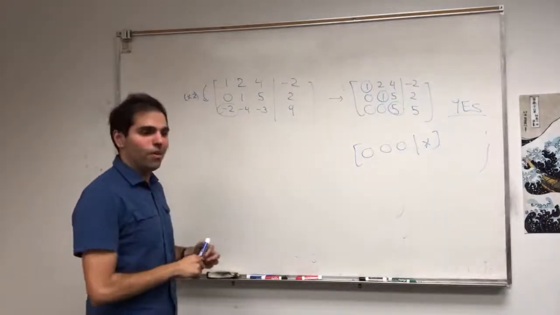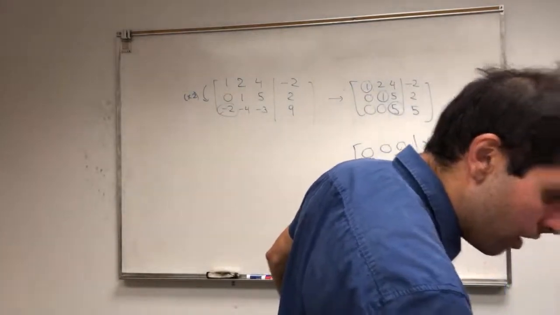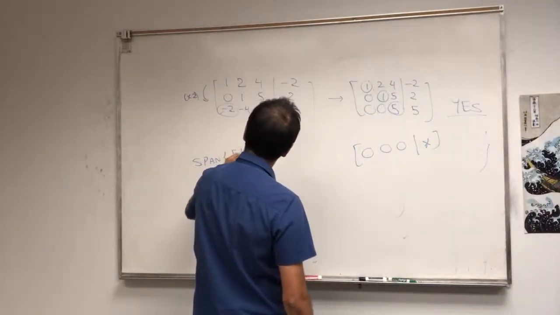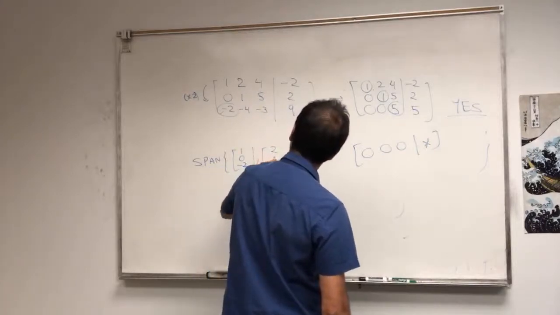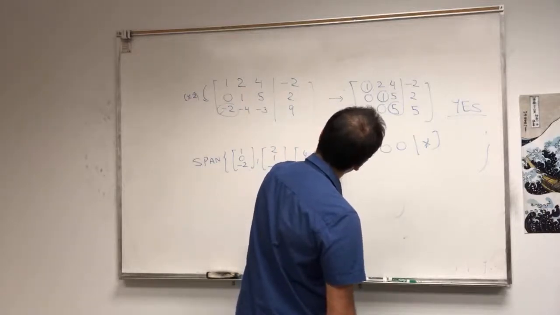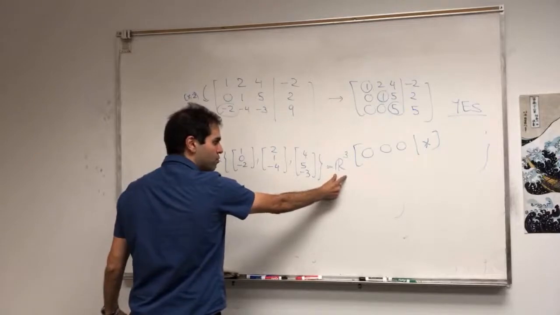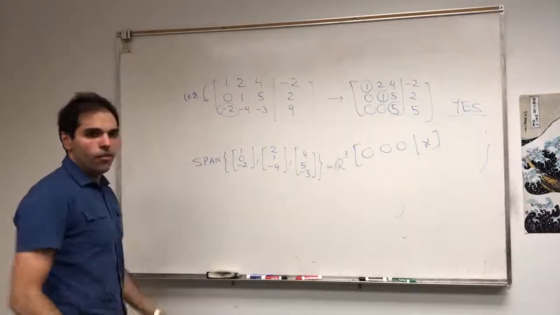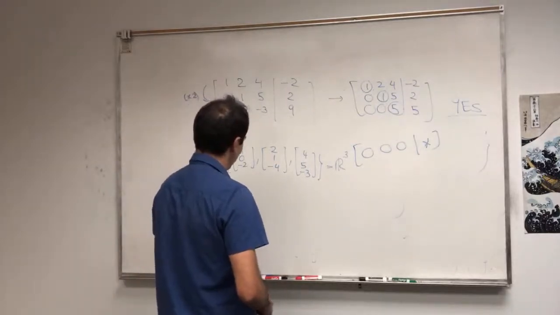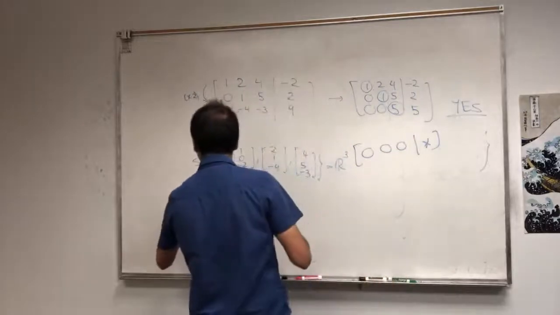In fact, we can say more about this. So the question is, suppose I ask you, is the span of those three vectors, 1, 0, minus 2, 2, 1, minus 4, and 4, 5, minus 3, equal to the whole space? Technically, what this means is, if I give you any vector b, can you solve Ax equals b? Well, it turns out that you can, because you would just put everything in a matrix, 1, 2, 4, 0, 1, 5, minus 2, minus 4, minus 3, and you would row reduce this matrix, again, using the exact same steps.